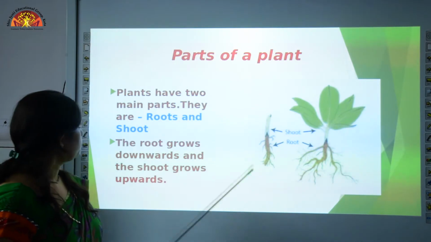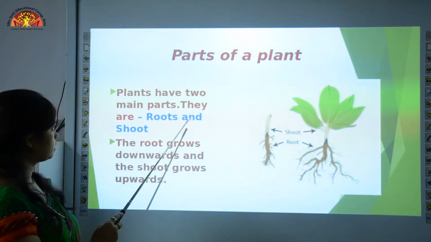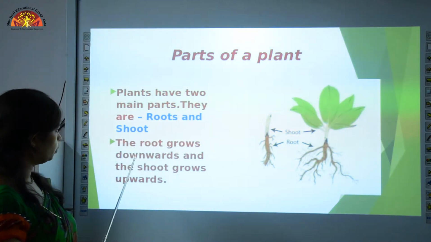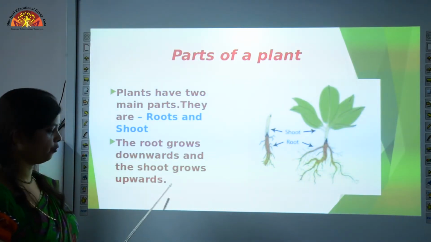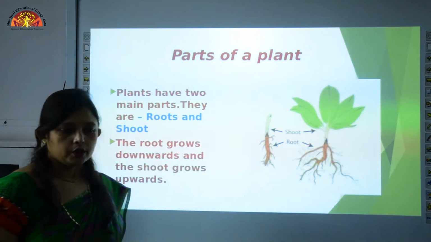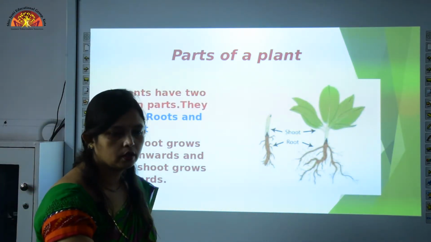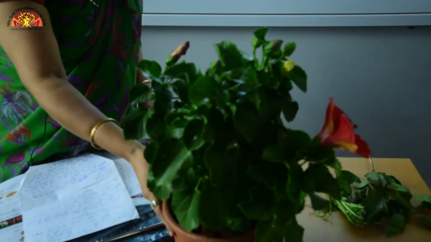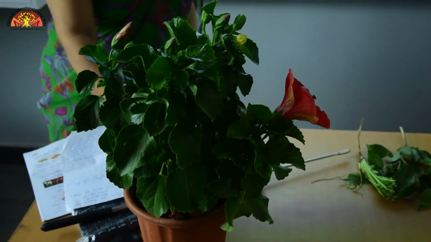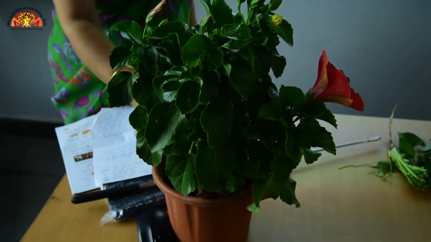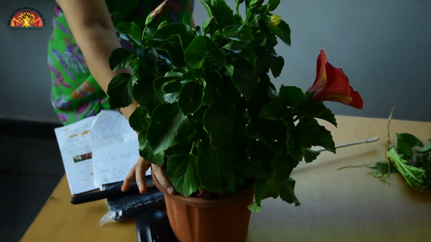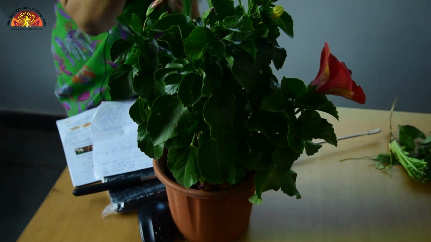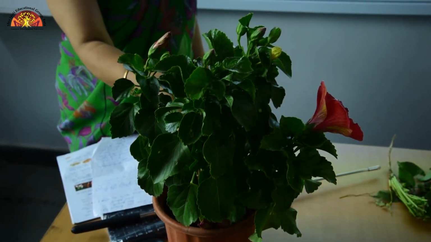So, plants have two main parts. They are roots and shoot. The root grows downwards and the shoot grows upward. Now, you can have a look at this pot. You can see what is shown over here is a pot. It is grown in soil and the part which is visible to you is called as shoot, and the part which is lying under the ground, means which is inserted, embedded inside the soil, is root.